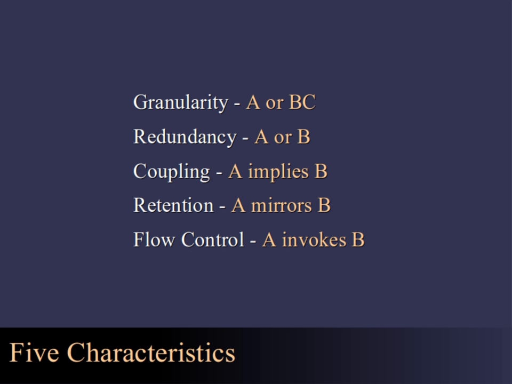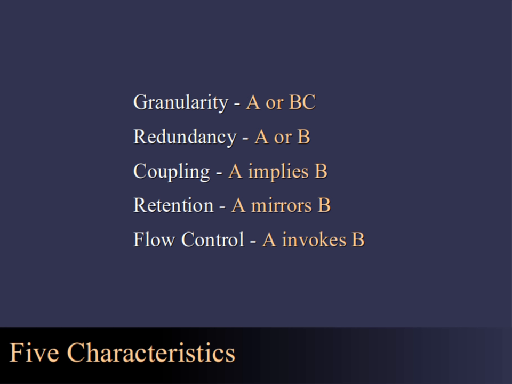The five things are, in order, granularity, which is to say that I have some API and I can split it into smaller APIs. So if I have an API A, I can replace it with two APIs that do the things that it did but give me a little more control. There's redundancy, which is to say that there's an API that does something, which is A, but I could alternatively call some other API which does the same thing, B, only maybe it takes slightly different parameters or does it in a slightly different way. So I have some options there.